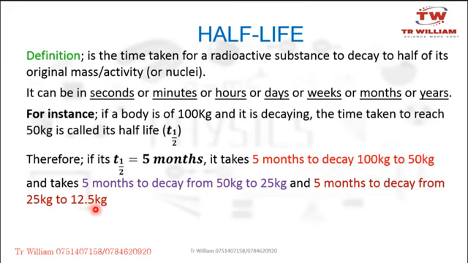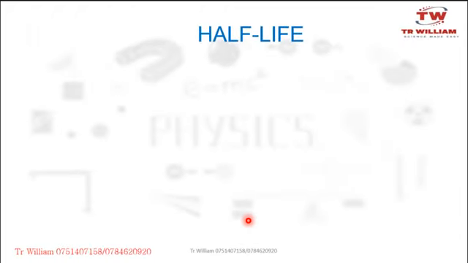meaning it takes 3 half-lives to decay from 100 to 12.5. So now if each half-life is 5 months, the total time it will have taken is what? Good. It will be 15 months, because the first half-life 5 plus the second 5, 10, plus the third 5, 15. Okay, so let's look at an example.